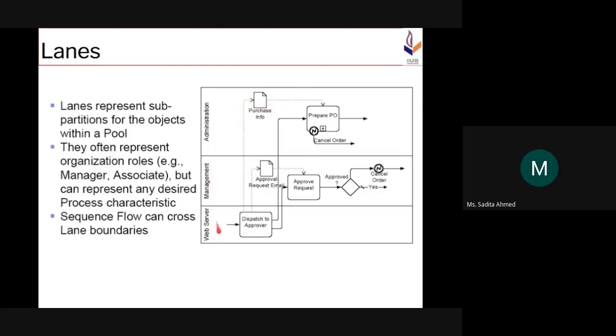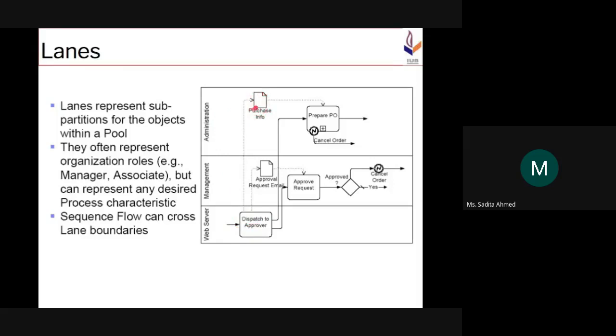To represent the direction. When the dispatch to approver activity is performed, a data object is generated. What data object is that? The dotted line starts from here and it's pointing towards the data object, meaning that this data object was generated for performing the activity.